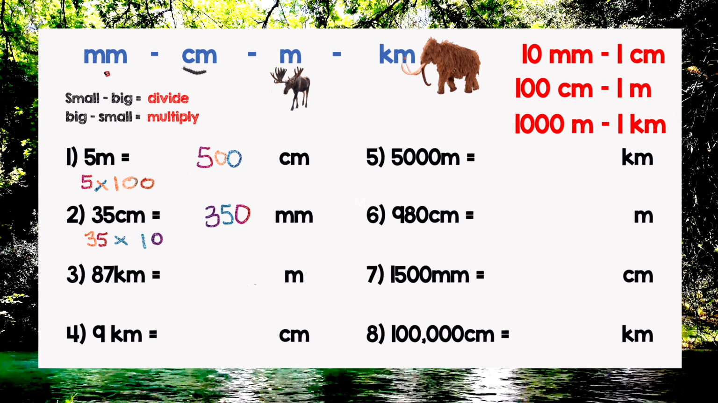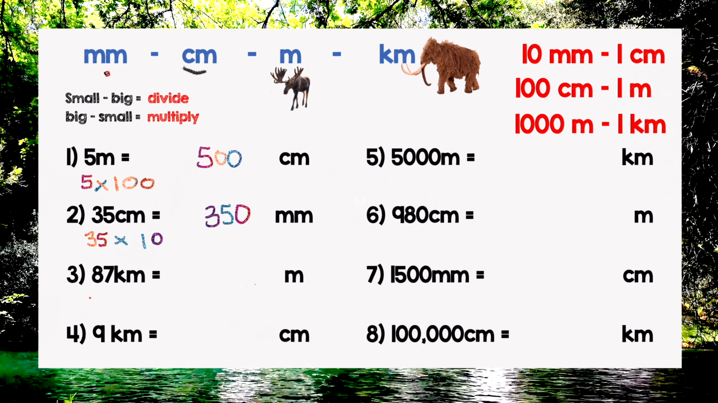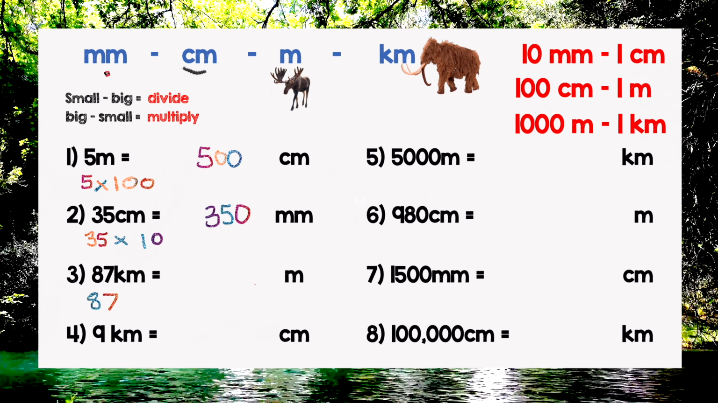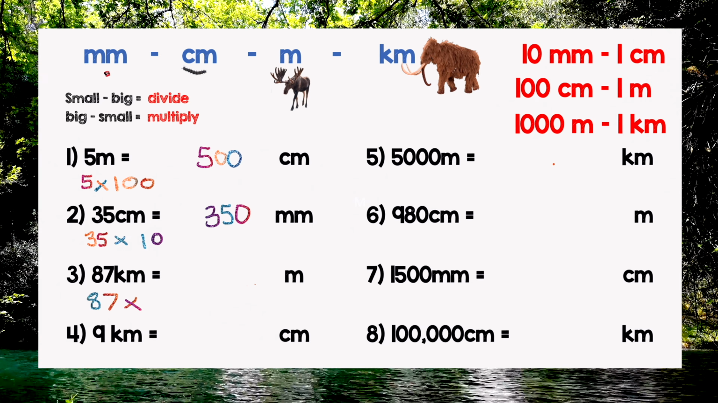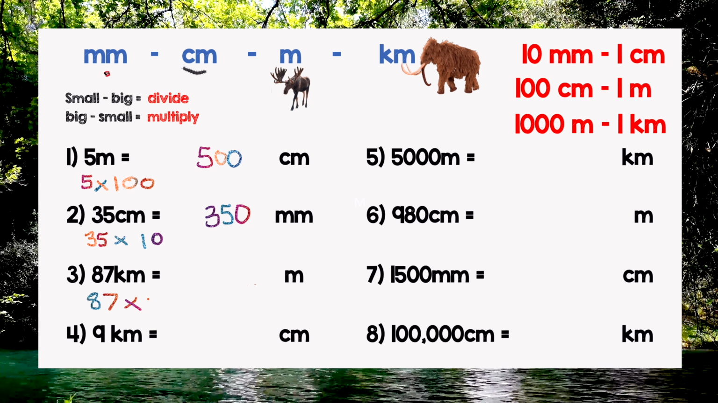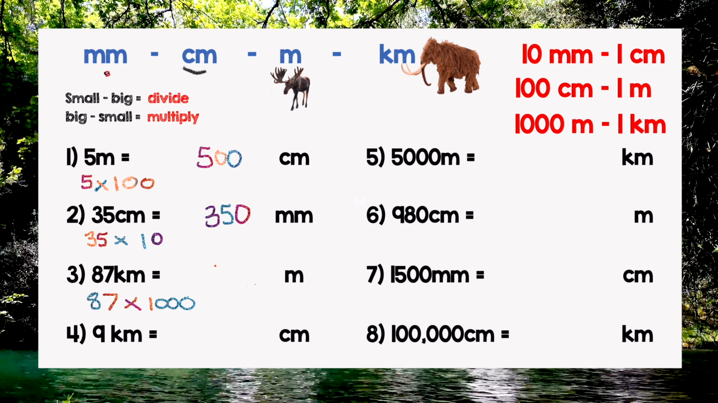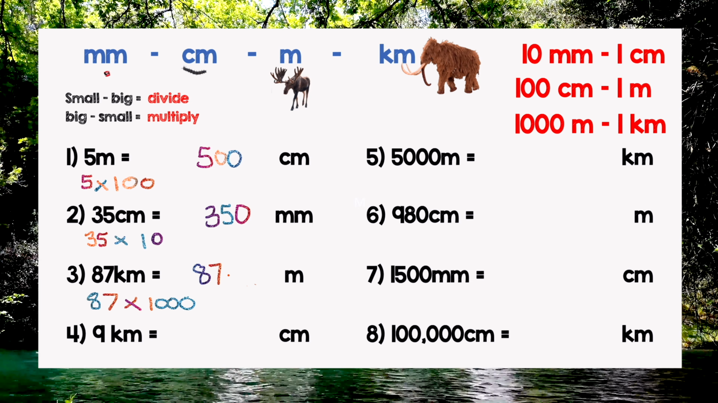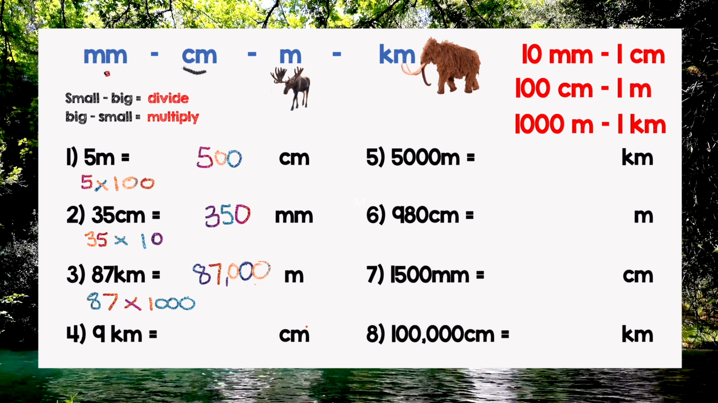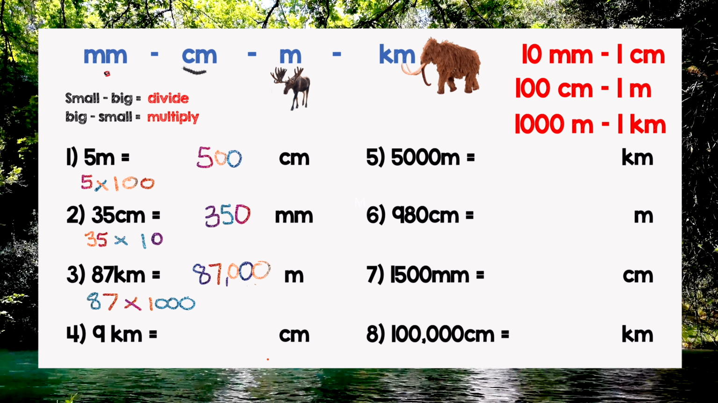In question 3, we have 87 kilometers, which is here, and we want to know how many meters that is. So we're going from big to small, we multiply. We have 87, and we're going to multiply. There are 1,000 meters in 1 kilometer, so in 87, it will be 87 times 1,000, which is 87,000 meters.